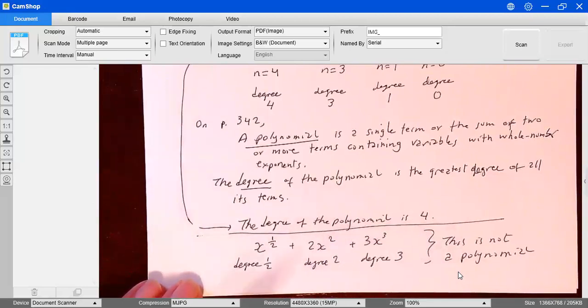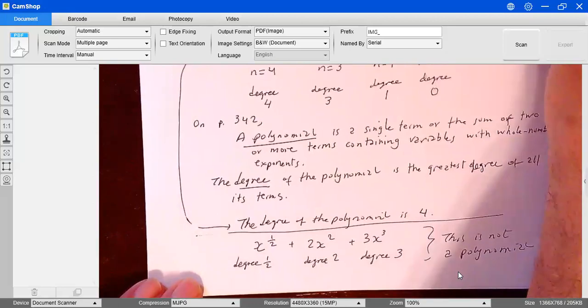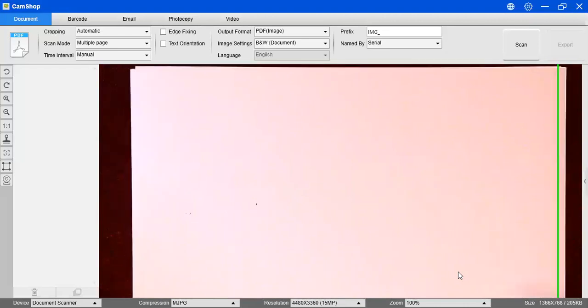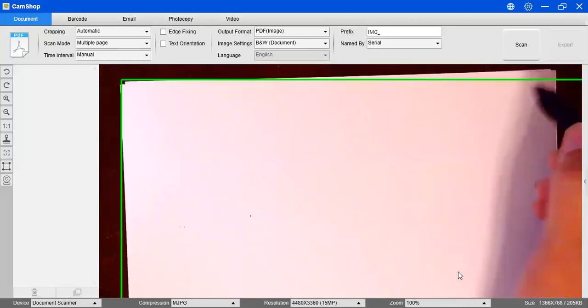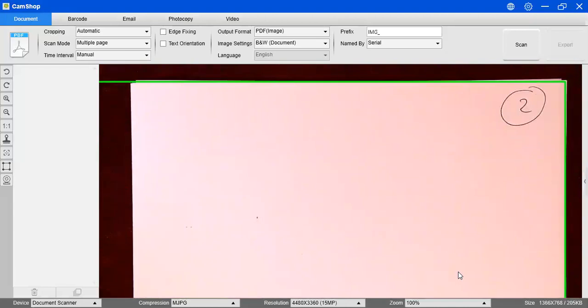So we're going to start now our math. We're going to learn about operations involving polynomials. We are familiar with the main operations in algebra. So we're going to add, subtract, multiply, and divide polynomials.